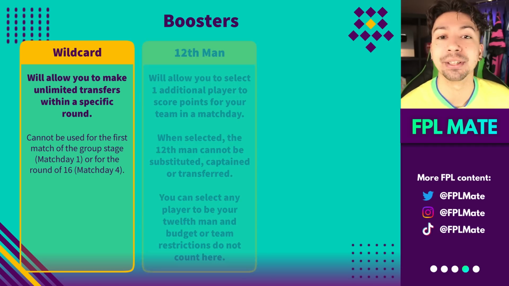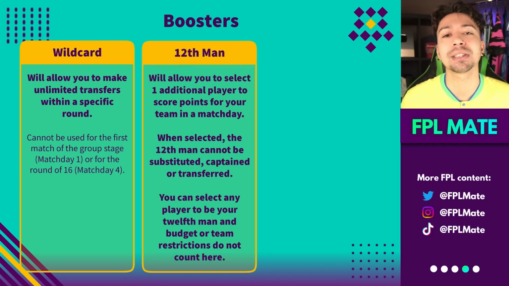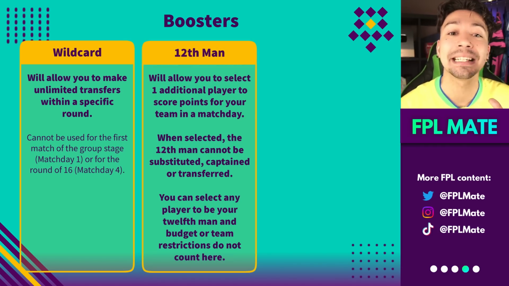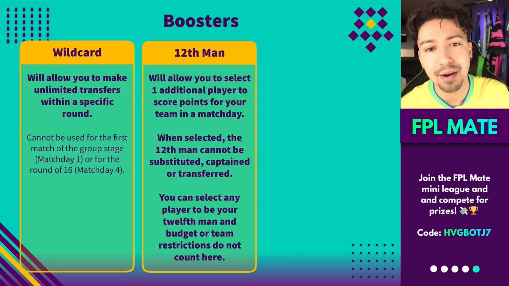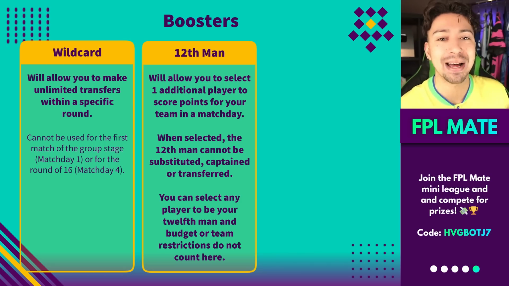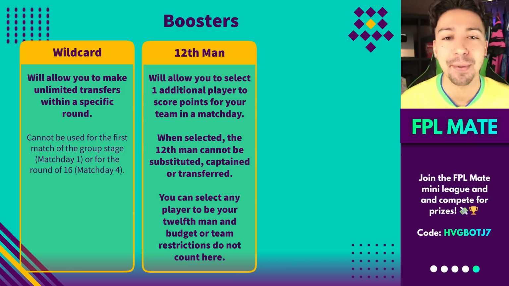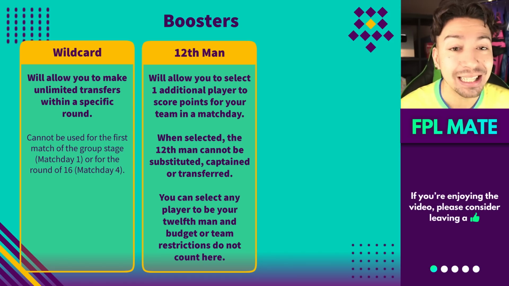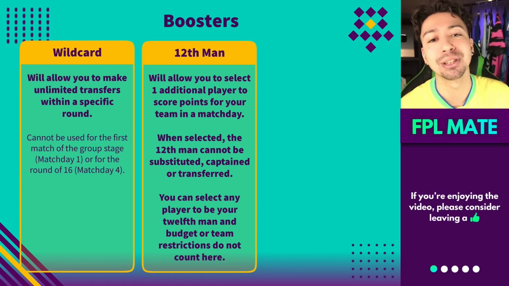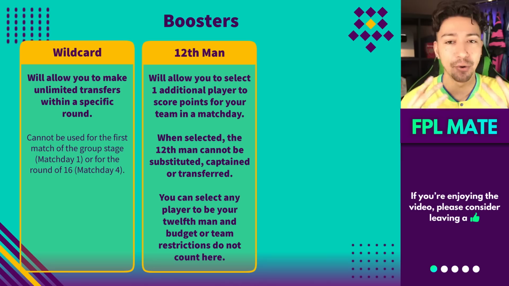The second is called the 12th man. This booster unlocks a secret 12th starting player slot in your team for 1 round only. In this 12th man slot, you can put in any player that you like. It doesn't matter if you already have the maximum amount of players from their nation already, or if you've run out of budget, select anyone you like and they will score points for your team for this match day.